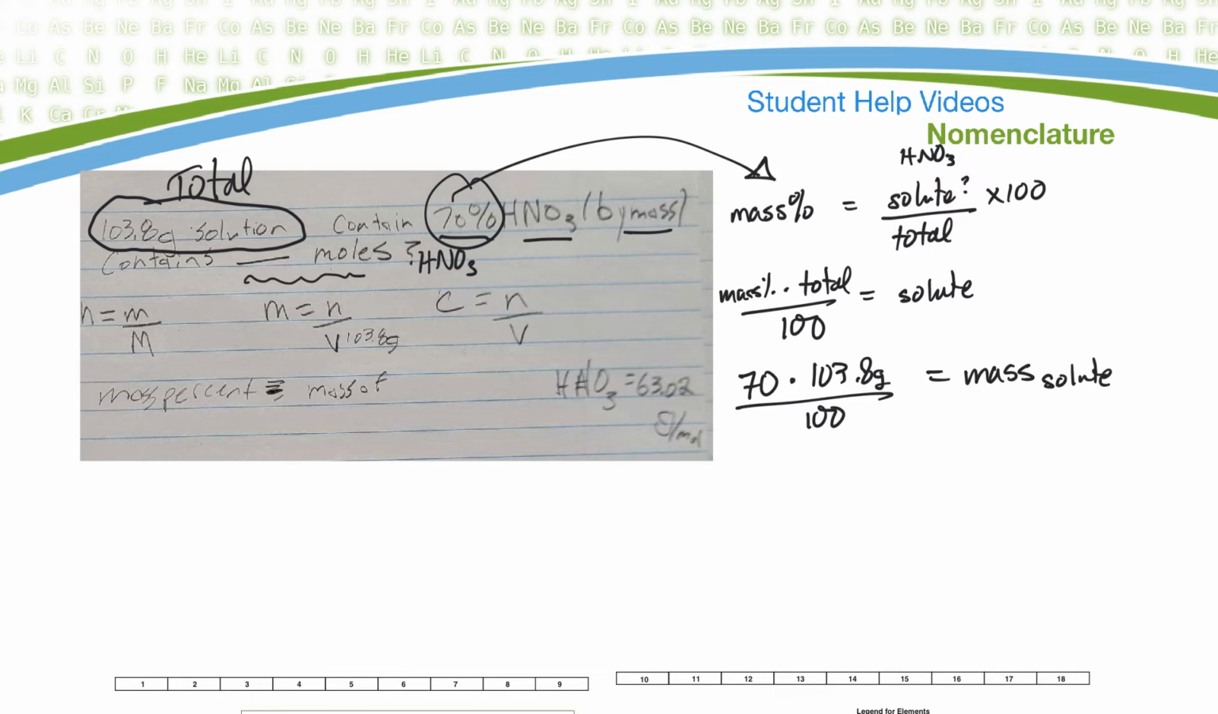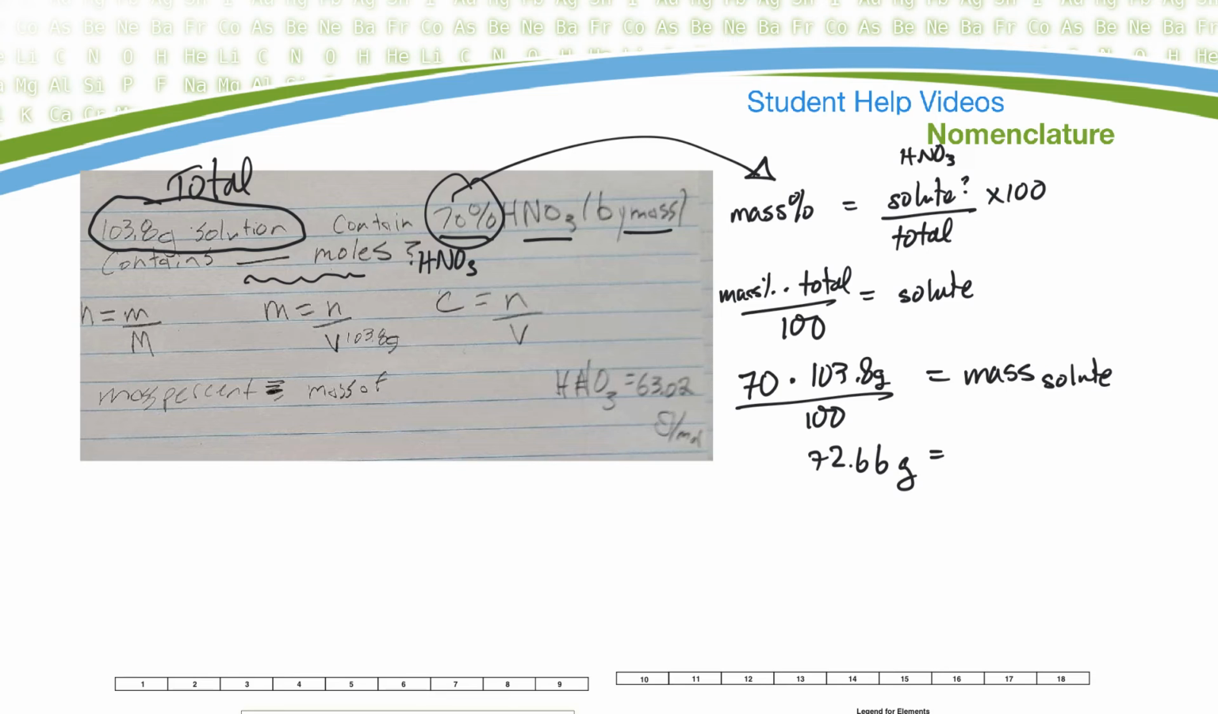70 times 103.8 divided by 100. 72.66 grams. Okay. Pause. Good. So 72.66 grams of nitric acid.